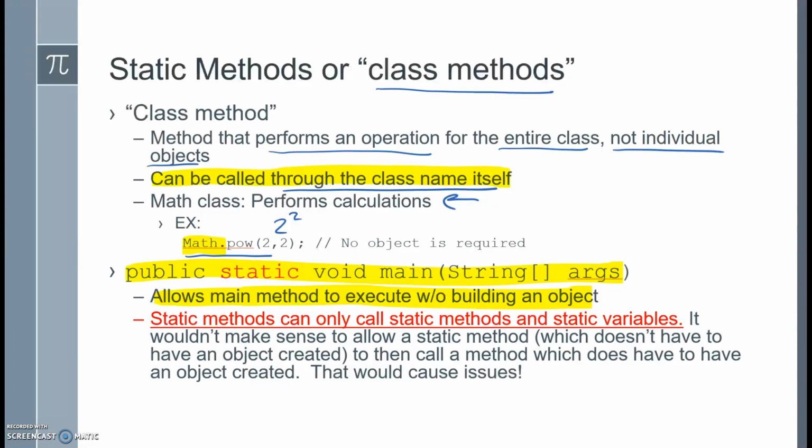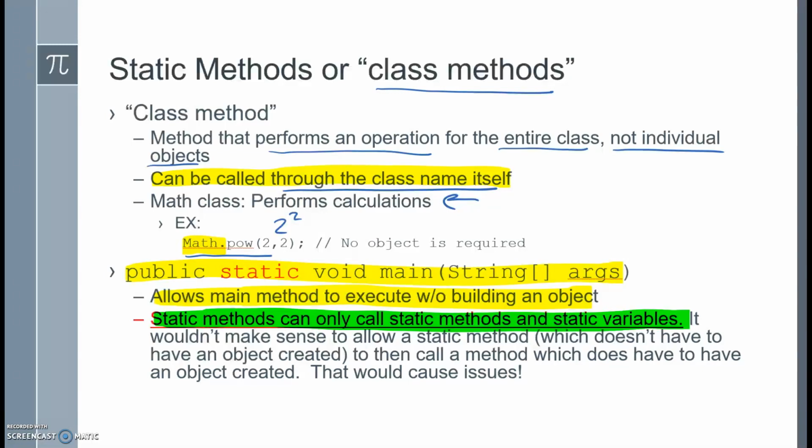Now, very important distinction here. Static methods can only call static methods and static variables. So let's think about this. A static method is a method that can operate without having an object. So because of that, it's possible that no objects have been created, and it is not called through a specific object. So because of that, I cannot call other methods that require an object or use variables that require an object. So that is why static methods can only access other static methods and other static variables.